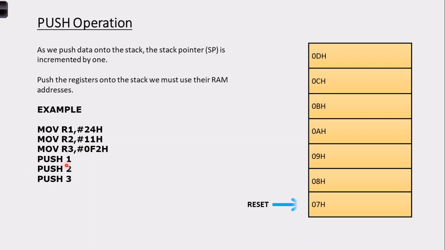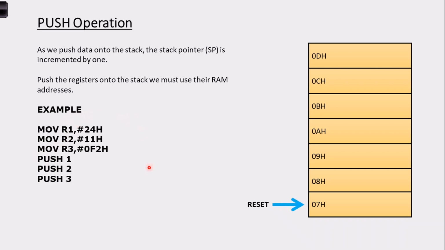So push 1 in the sense I am pushing the contents of register R1, because by reset, when you power on your device, register bank 0 will be selected. When register bank 0 is selected, the address of this particular R1 is 01 hexa. So here I am telling push 01 hexa. If I call this particular instruction, then the contents of this R1 will be loaded into the stack pointer memory.